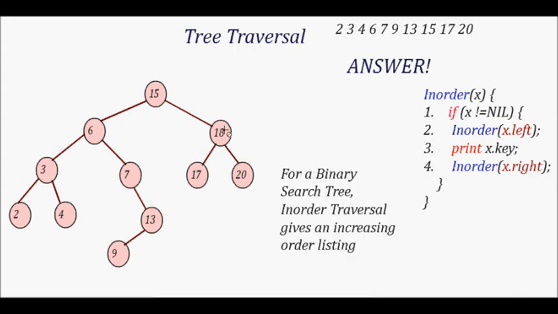And one thing more is that if you have a binary search tree, in order traversal gives an increasing order listing. Okay, so I will just correct the answer. This is a 17, after that 18 is missing, so it is 15, 17, 18 and 20, which I had missed. Okay, so this is the way in order traversal works. So I hope you understand this. Thanks a lot.